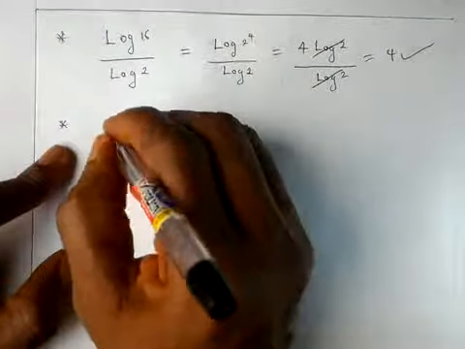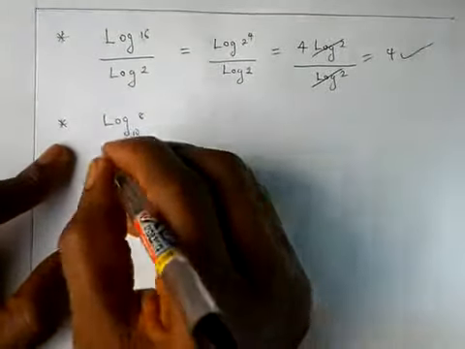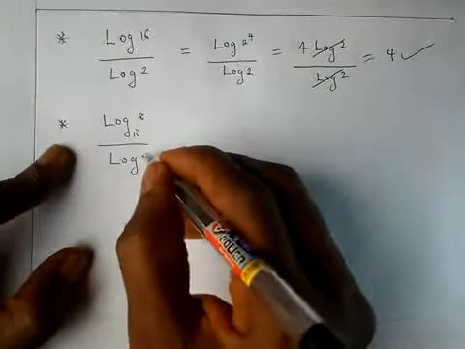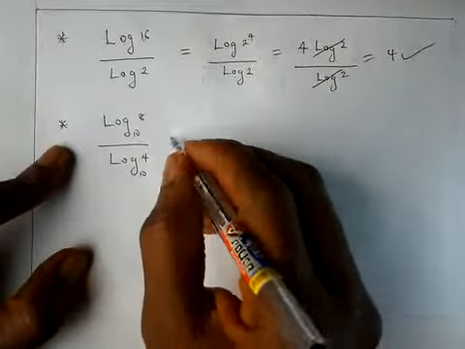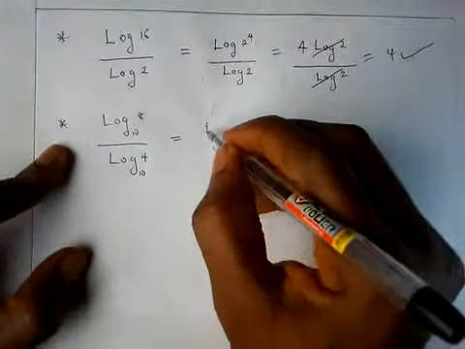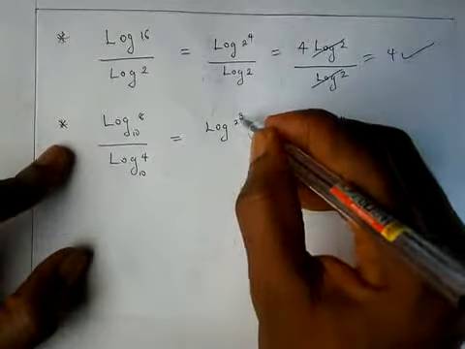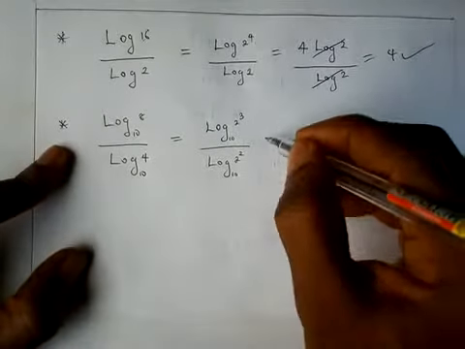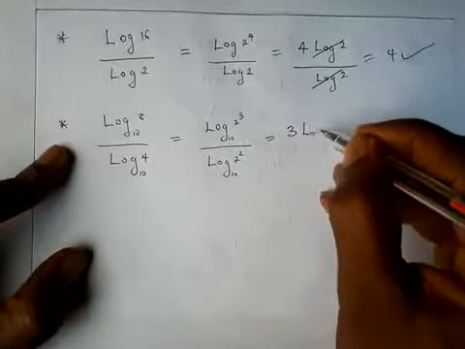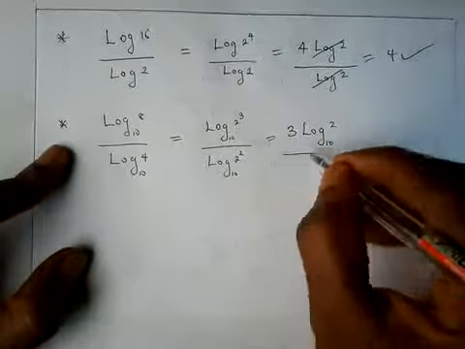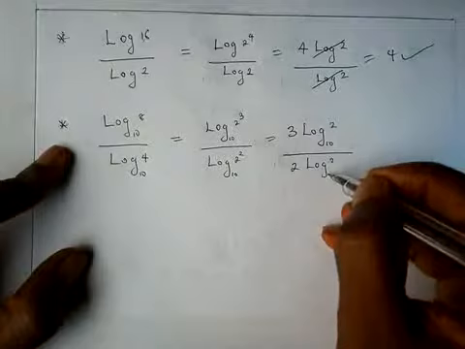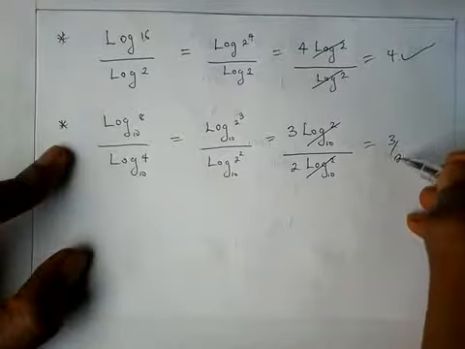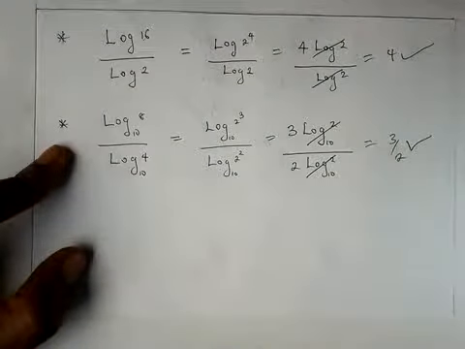The next, we are told to simplify log 8 to base 10 divided by log 4 to base 10. Now this is something as log 8 is 2 raised to power 3 to base 10 divided by log 4 is what? 2 raised to power 2 to base 10. So this 3 comes down to give us 3 log 2 to base 10 divided by 2 log 2 to base 10. Log 2 to base 10 cancels log 2 to base 10, and that is 3 over 2 left.